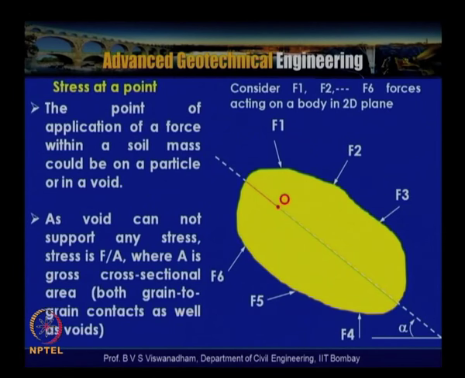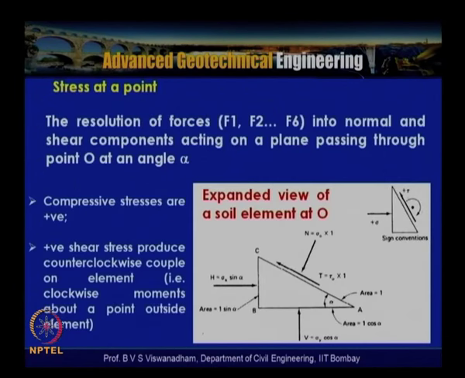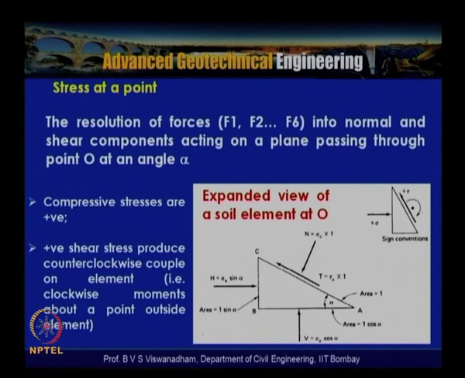As the void cannot support any stress, the stress is nothing but F by A, where A is the gross cross-sectional area, which includes both grain to grain contacts as well as voids. So what we do is resolve the forces F1, F2, F3 into normal and shear components acting on a plane passing through point O at an angle. The expanded view of an element at O is shown here.